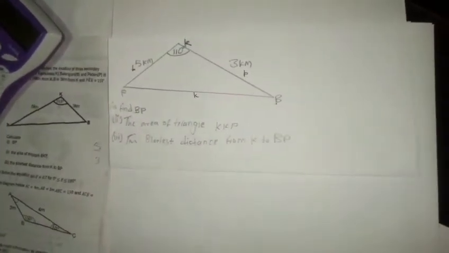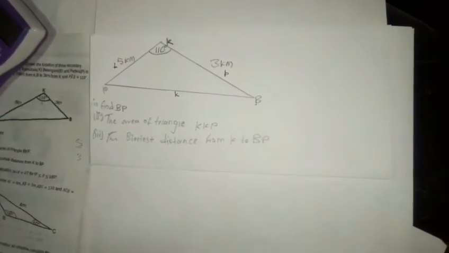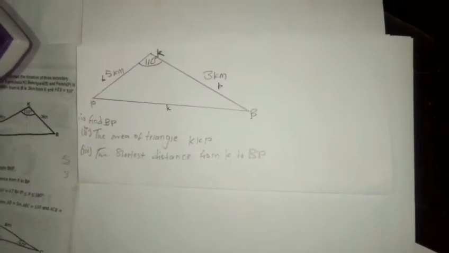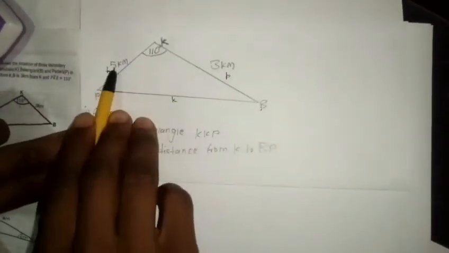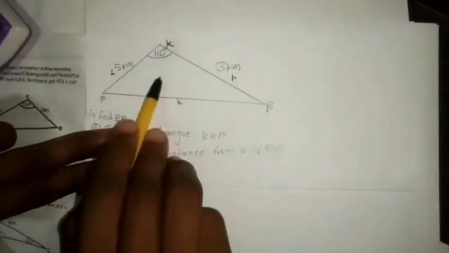Now how do you know that it's a cosine rule? How do you know that you have to apply a cosine rule? You know when you've got two distances making up an angle. In this case, we've got a similar case. Take a look at this angle PKB. We've got two distances, 3 kilometers and 5 kilometers, making up an angle of 110 degrees at K.